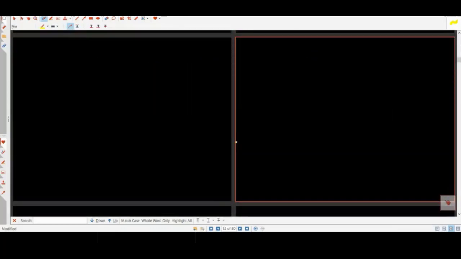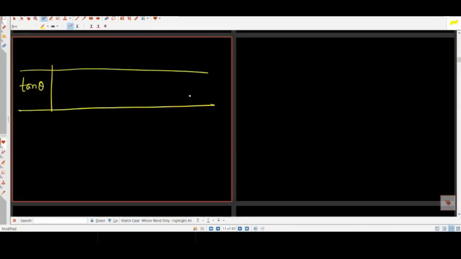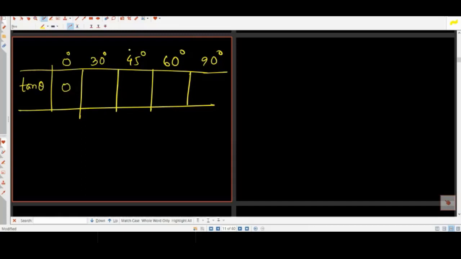So let's try to recall the values of tan theta because it is important: 0 degree, 30 degree, 45 degree, 60 degree, and 90 degree. So we know that tan 0 degree is 0. Tan 30 degree is 1 over square root of 3. Tan 45 degree is 1. Tan 60 degree will be root 3. And we obviously know that tan 90 degree will be undefined. So we say that tan 90 degree is undefined.